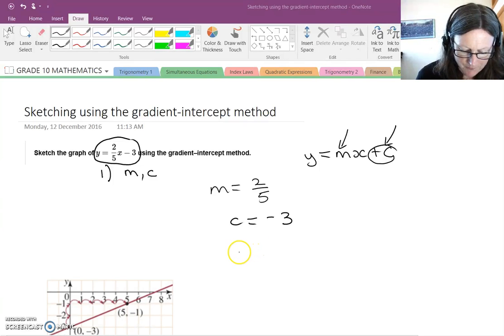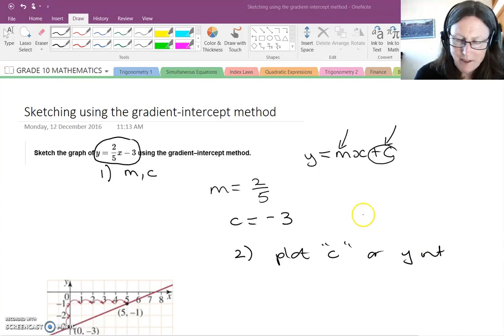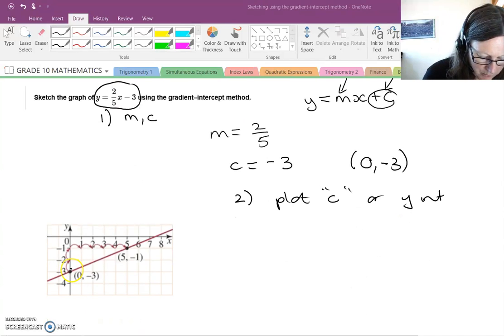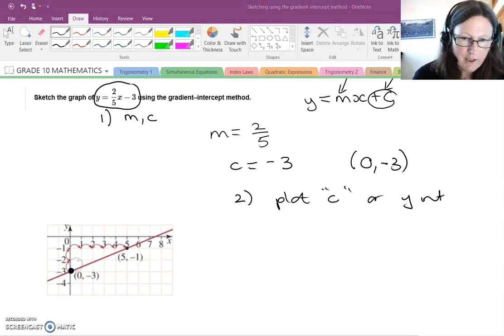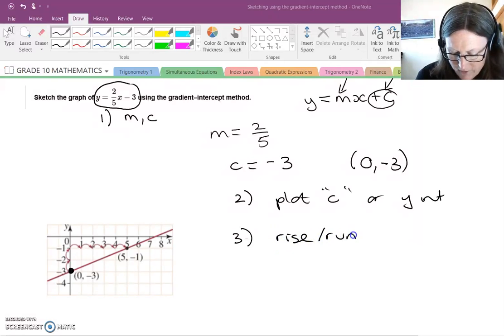Second step is to plot c, or the y-intercept. So if our y-intercept is -3, that means x is 0, y is -3. So on my graph paper, I would plot here (0, -3). That's my second step. The third step is to then rise and run from c.